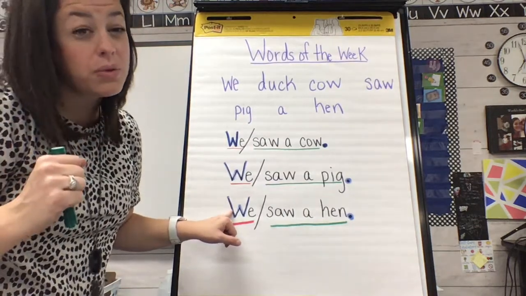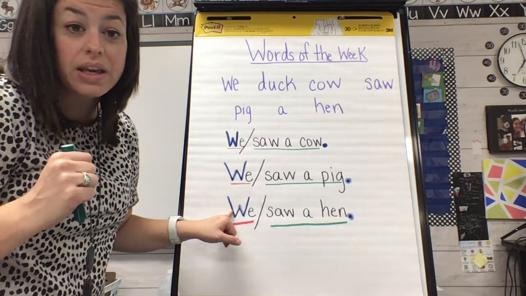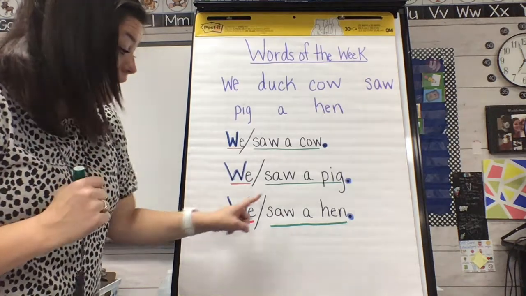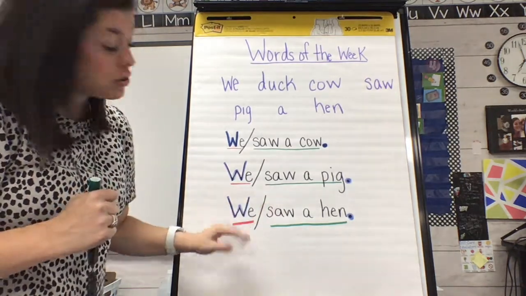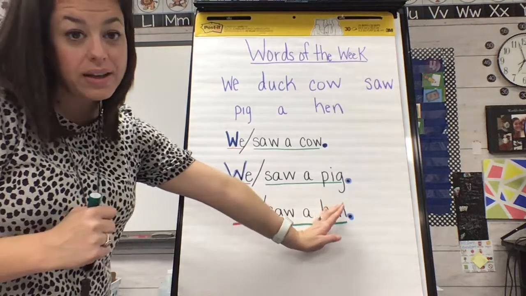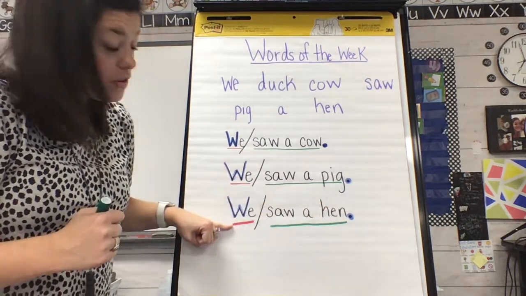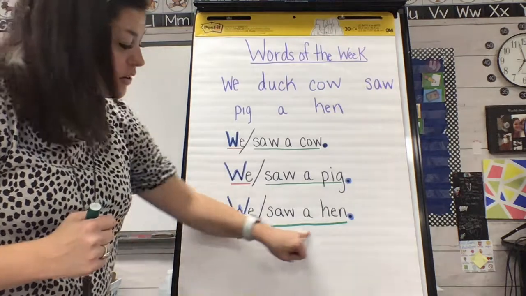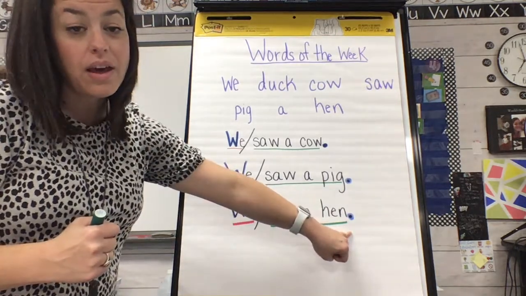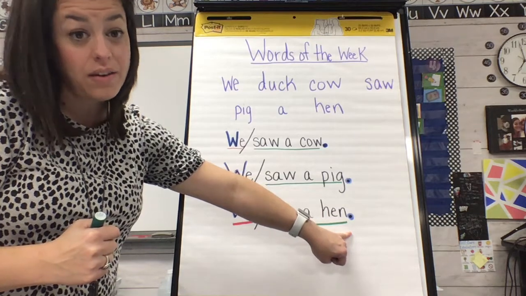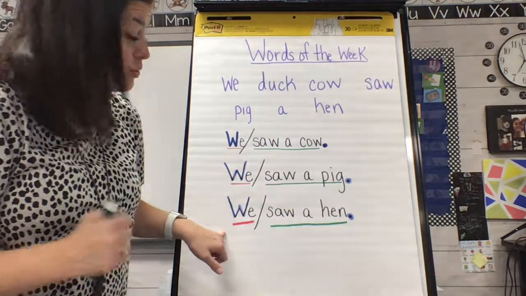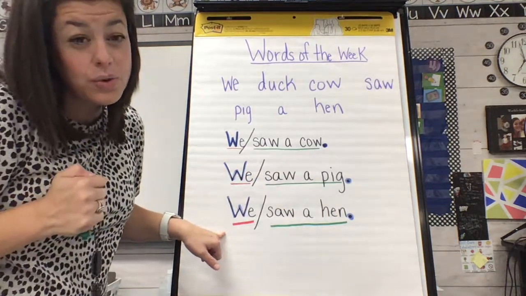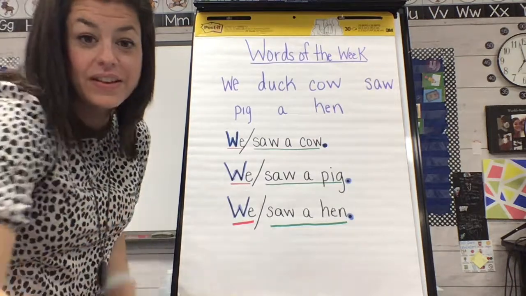And I went through some of your activities and I made some notes if you didn't. Make sure you're putting a slash between the subject and the predicate. Make sure that you are underlining the subject in red and the predicate in green. Okay, so make sure I'm seeing that when you take a picture and turn it into Schoology. All right? All right.